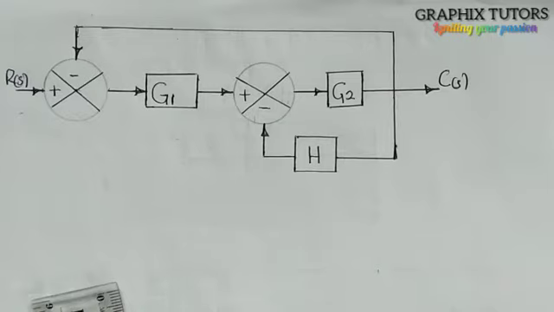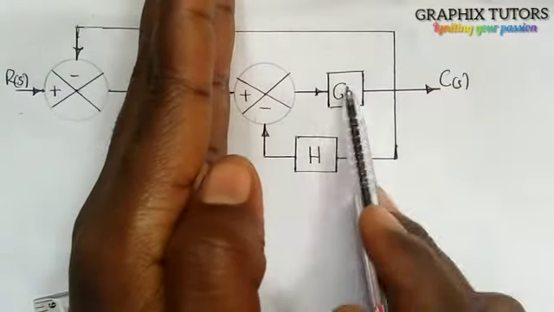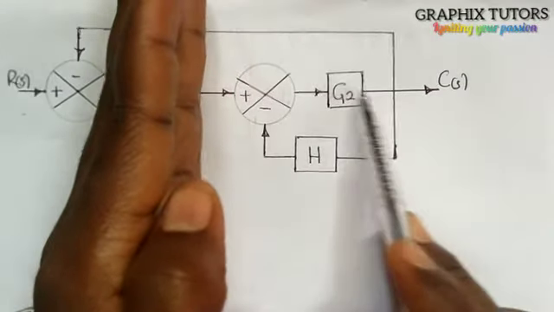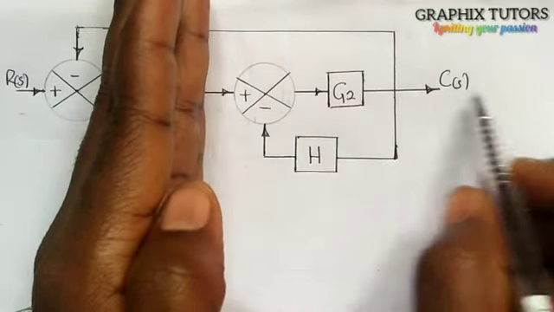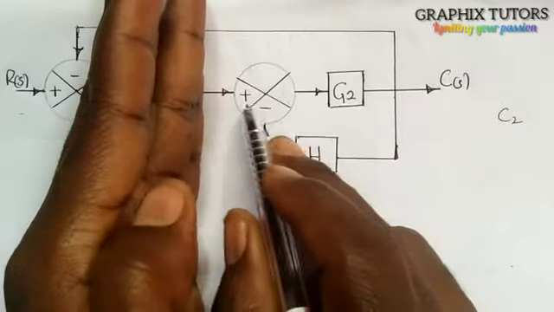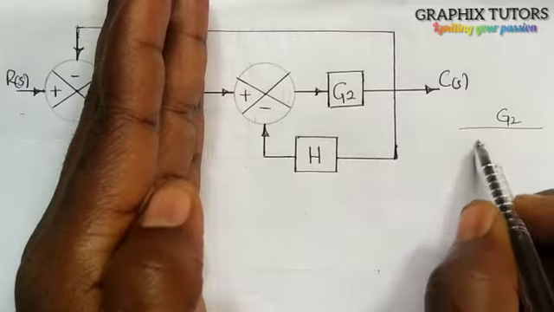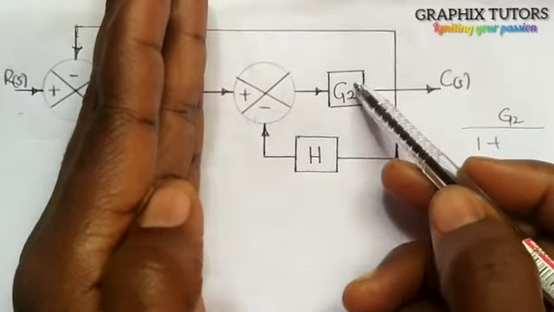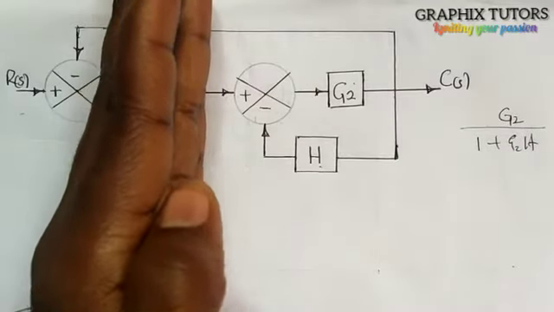There are many ways you can do this. One of the ways is if you look at this shape here, we said that when you have something like this, it will be G2, on the line with the summer, all over 1 plus G2 times H. That's what we have there.